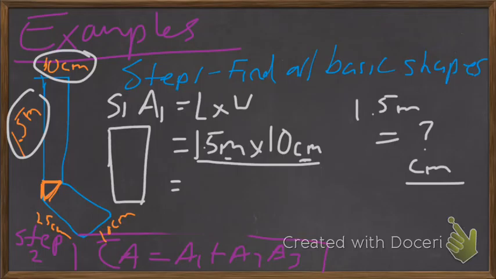Right. So now we have to remember what we said. 1 meter equals 100 centimeters. Right? 100 centimeters.